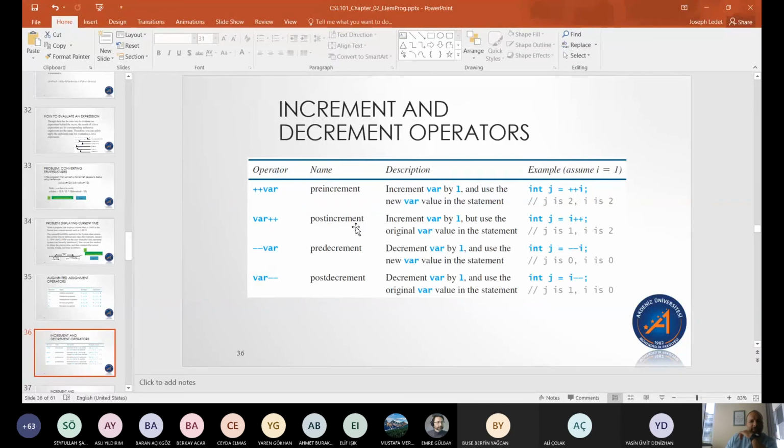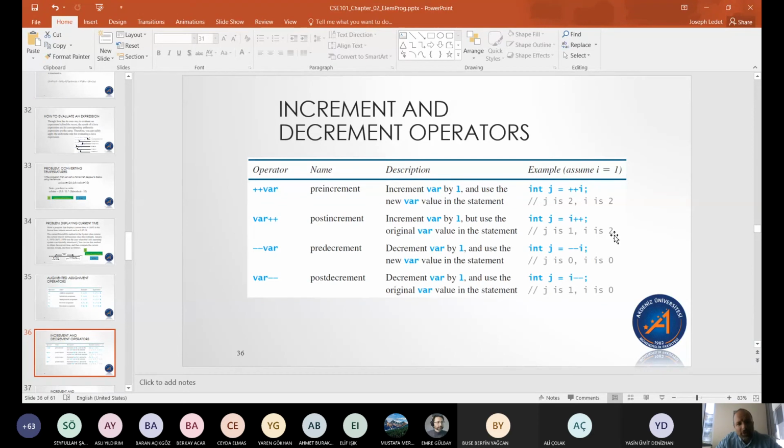Okay. Post increment, the plus plus after, we use the old value of the variable as the result of this expression. So I plus plus, if we assume I was 1, after this expression is done, I gets the value of 2, but we use the old value of I to assign to j. So now j is 1, I is 2.